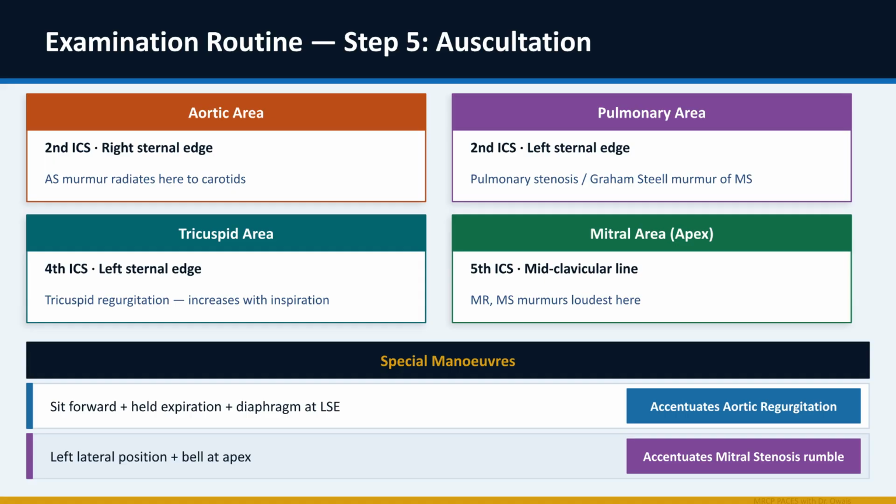Step 5 is auscultation. Listen at the aortic, pulmonary, tricuspid, and mitral areas. Note the location for the respective murmurs and sounds. Finally, perform special maneuvers. Sitting forward with held expiration at the left sternal edge accentuates aortic regurgitation. The left lateral position with the bell at the apex accentuates the mitral stenosis rumble.